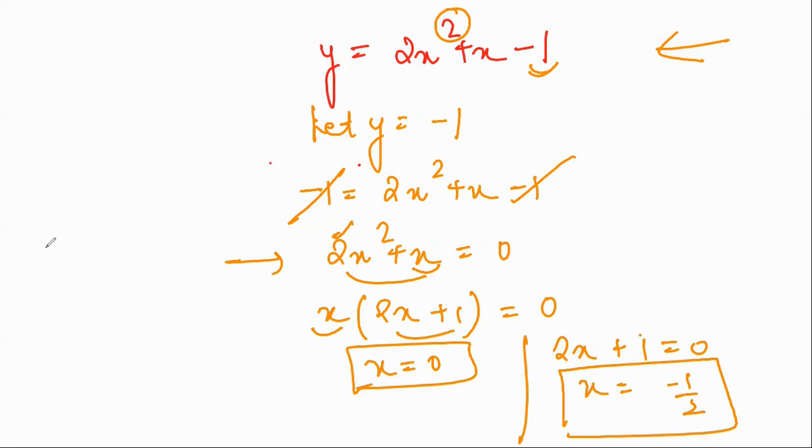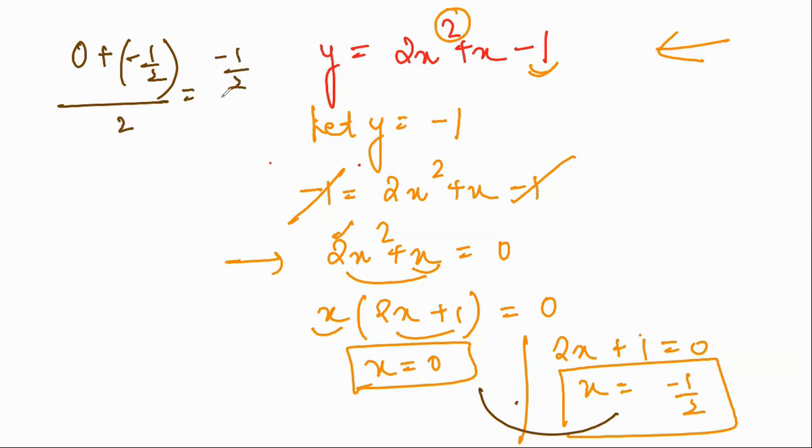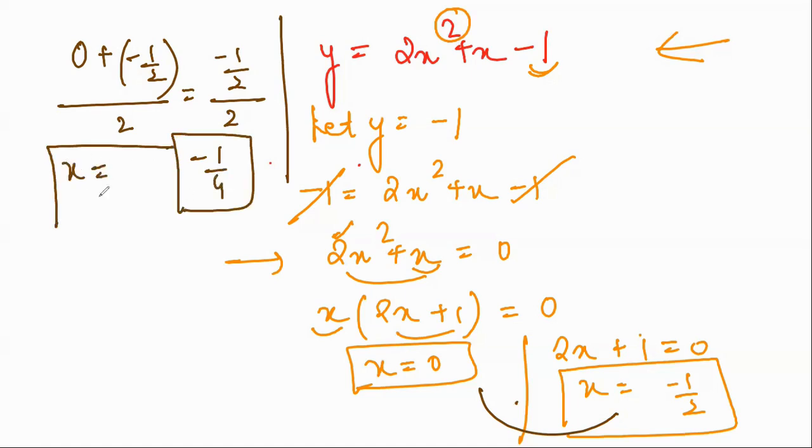Now, when I have got two values of x, what is the next process? I will add both values and divide that by 2. So when I add 0 plus -half, which is -half, and divide it by 2, I get -1 by 4. This is the x I got.